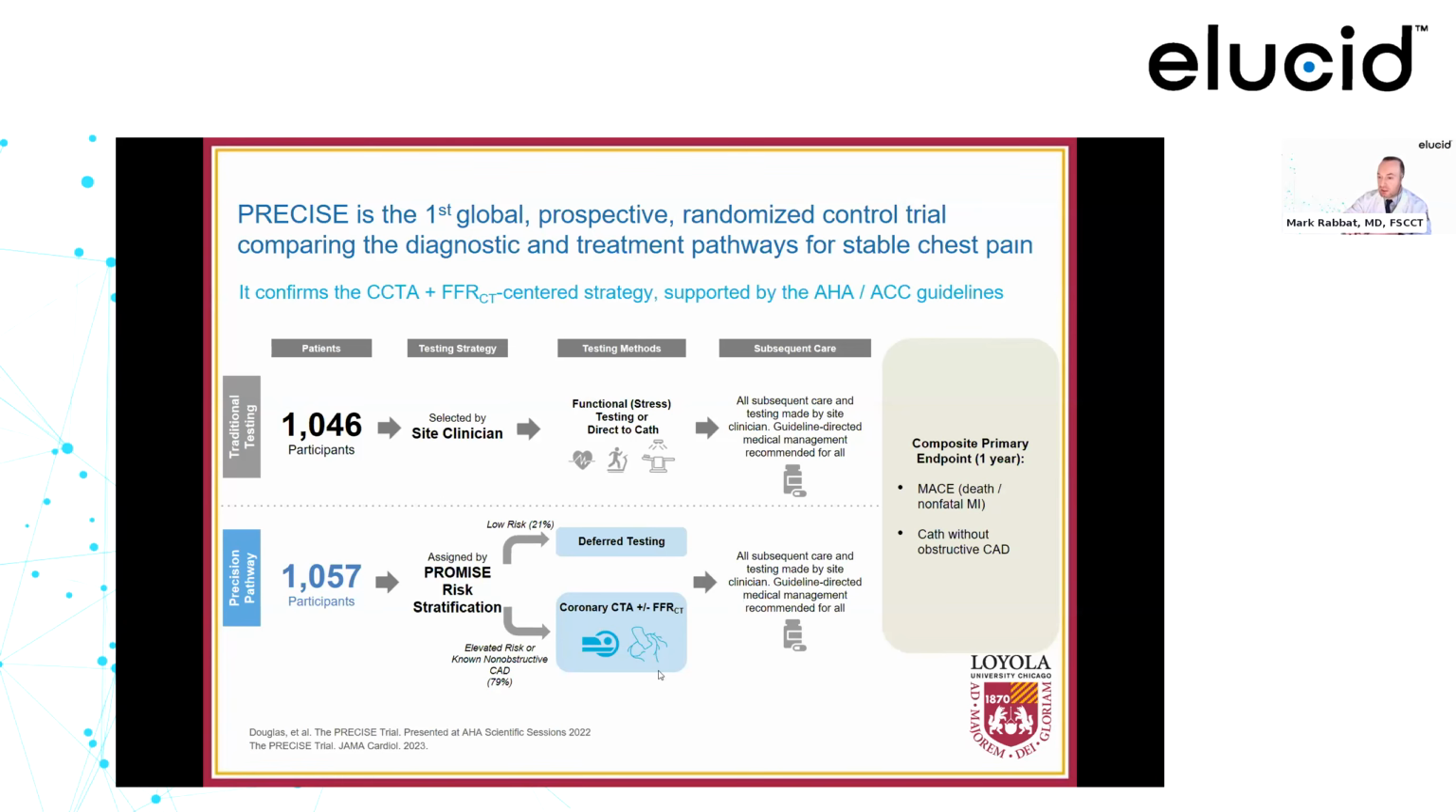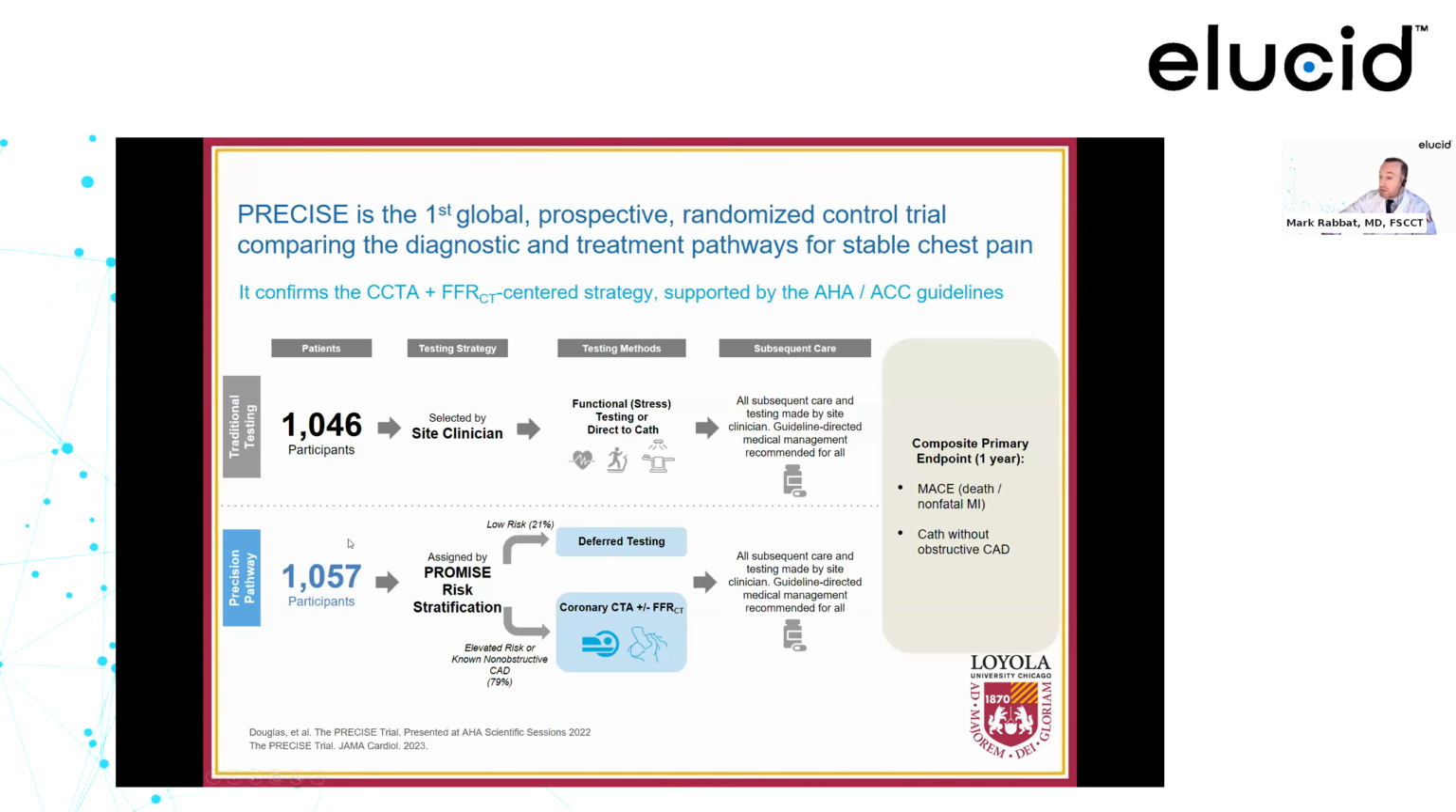1,046 underwent traditional testing, 1,057 underwent the precision pathway. So of the traditional testing patients, the testing strategy was at the discretion of the site clinician, whether it be a functional stress test or direct to cath, and all subsequent care and testing was made by the site clinician, and guideline-directed medical management was recommended for all.